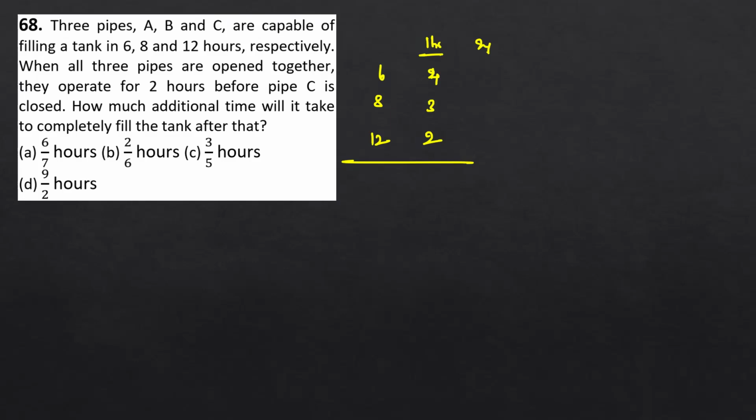Okay. So after 2 hours, pipe C is closed. So after 2 hours means 9 into 2, 18 is done. Pipe C is closed, which means only A and B are there. So 7 is the remaining, which should be out of 24. Then A and B will finish the work in how many hours? 6 by 7 hours. You can say it is 6 by 7 hours.